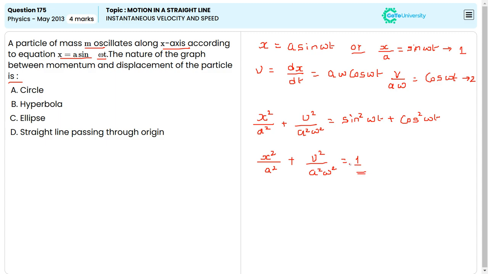We get the value of 1, so this is the ellipse equation. Hence, the graph between the velocity and the displacement is an ellipse. The option C is our right answer.